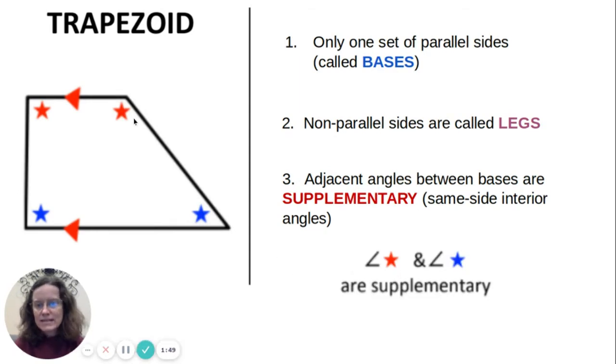Trapezoids always have these two guys and these two guys being supplementary. And so all together, they should add up to 360. Just a little bonus fact for you. And so that's really all we have on just ordinary trapezoids, is the fact that those angles should be supplementary.